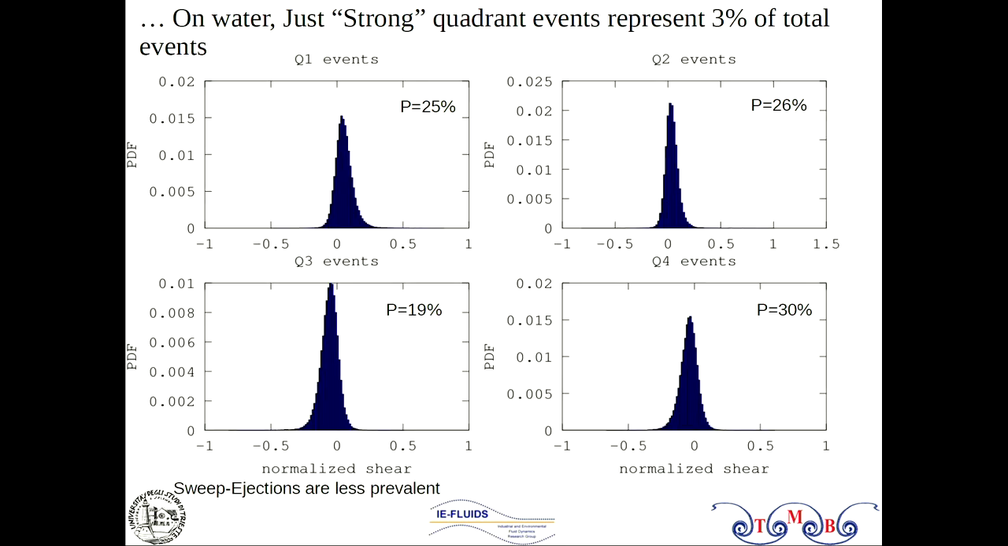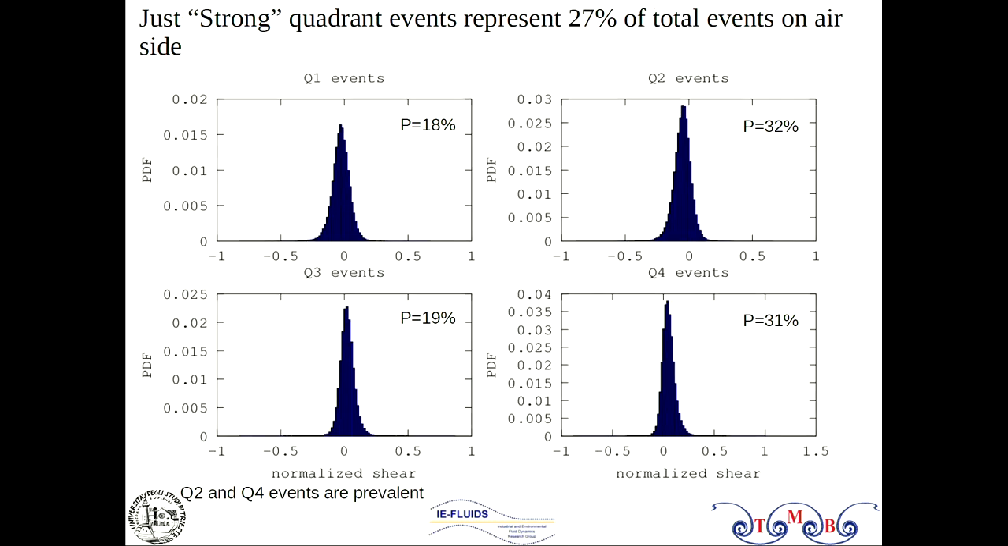On the water side, these strong events only represent 3% of the total events near the interface. The interesting thing about this is that, in some sense, it would explain the disorganization, the more chaotic behavior, and the increased mixing that you have on the water side of the interface boundary layer. Interestingly enough, you have the Q2 and Q4 events around 30% and 26%, whereas for the air side, you have a stronger presence of sweeps and ejections. Well, especially for sweeps, for the Q2.